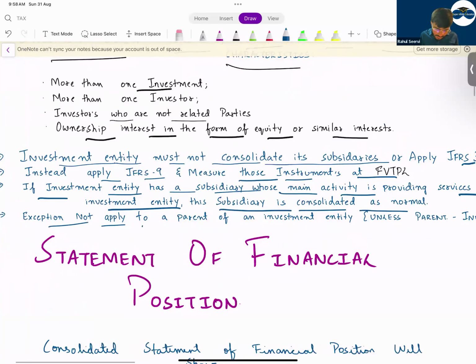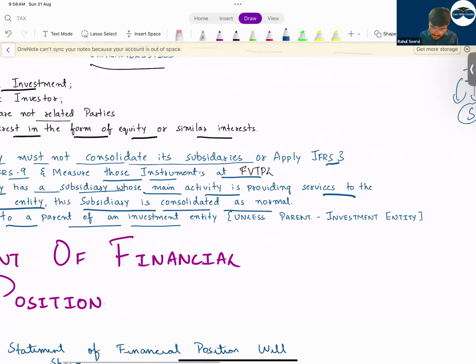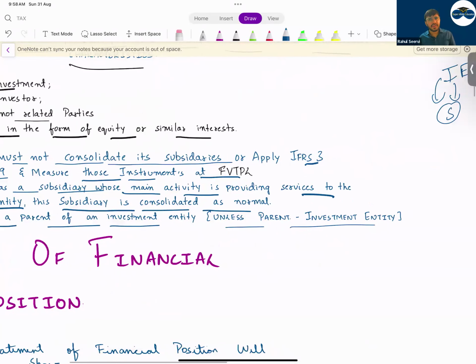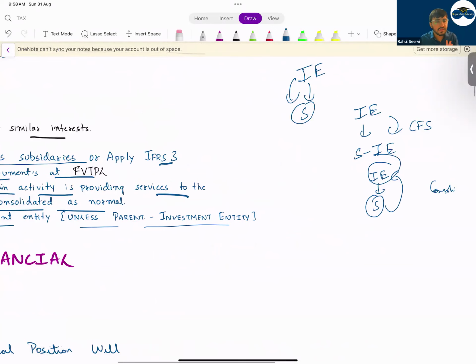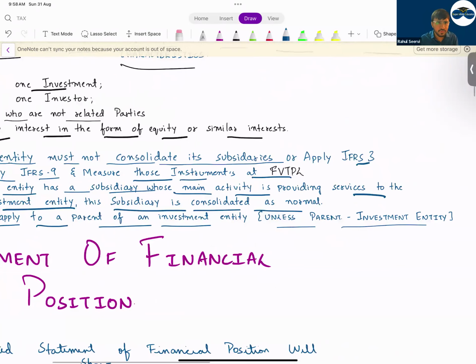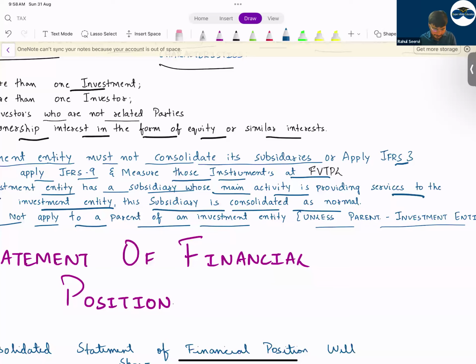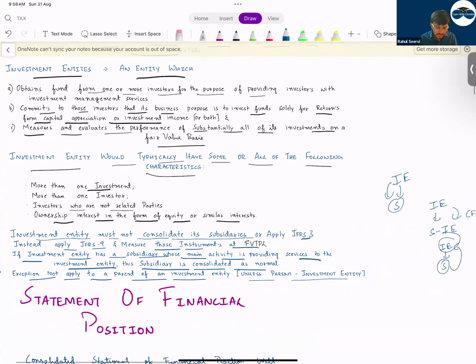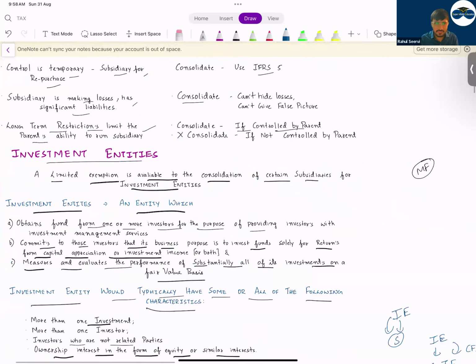The exception is not applied to a parent of an investment entity unless the parent itself is an investment entity. That means the parent company should be an investment entity to use the exemption which is available to not provide consolidated financial statements. So with this, these are clear. So this was the SBR part, the theory part, which frequently comes in your exam.